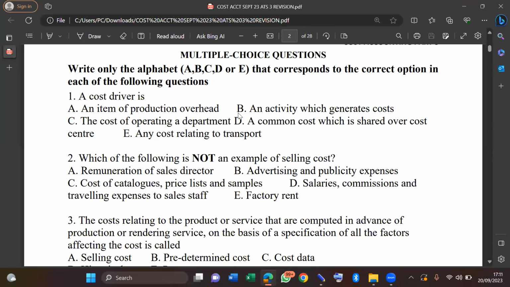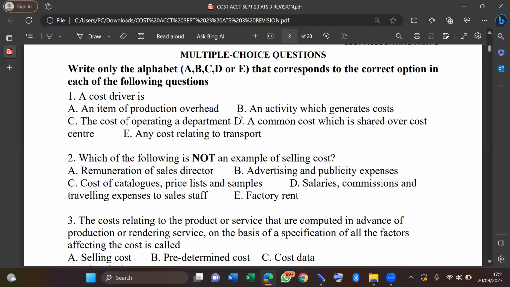The first question goes thus. A cost driver is dash. A, an item of production overhead; B, an activity which generates cost; C, the cost of operating a department; D, a common cost which is shared over the cost centers; E, any cost relating to transport. Which one is best for a cost driver?